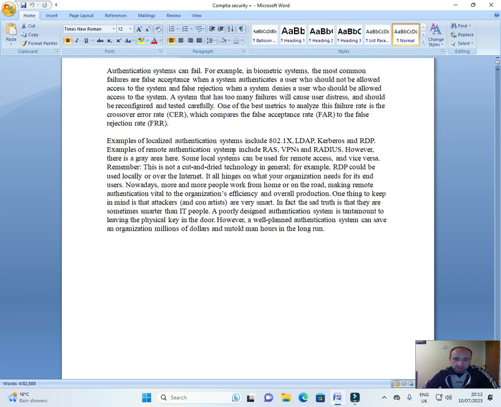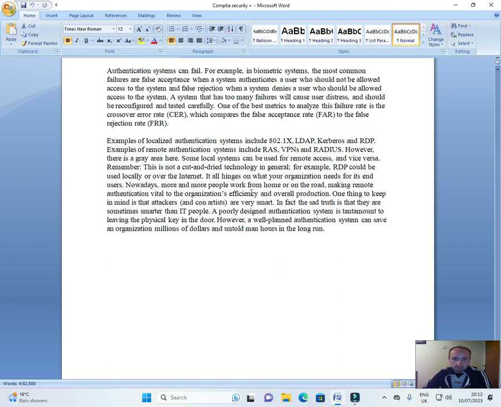Examples of localized authentications include 802.1x, LDAP, Kerberos, and RDP. Examples of remote authentication systems include RAS, VPN, and RADIUS. However, there is a grey area. Some local systems can be used for remote access and vice versa. Remember, this is not cut and dry technology in general. For example, RDP could be used remotely over the internet. It all hinges on what your organization needs for its end users.